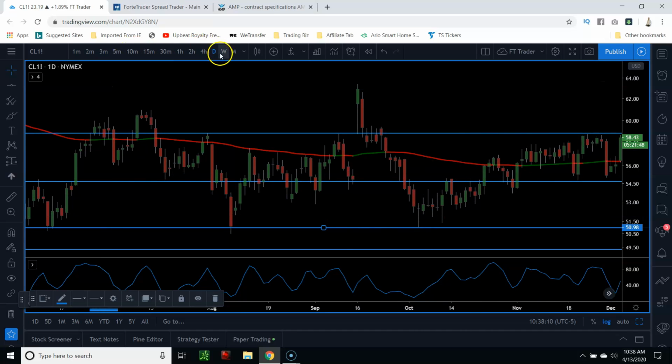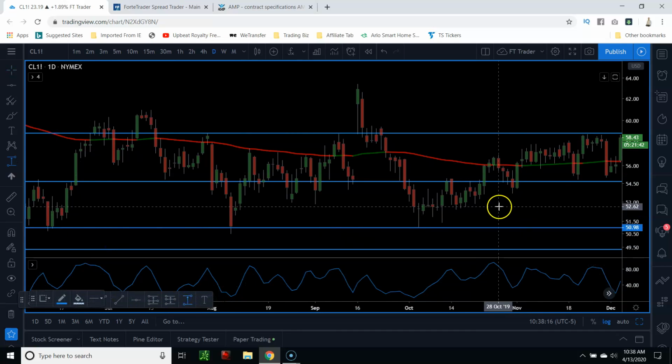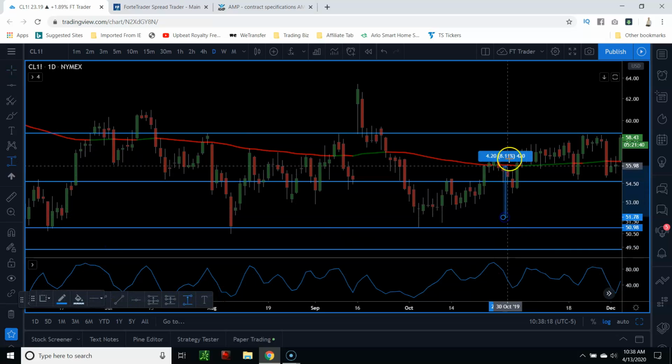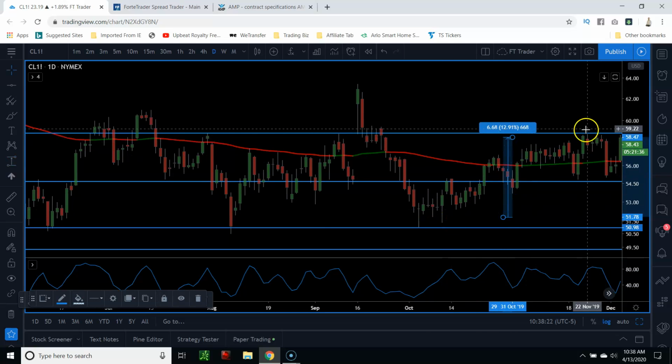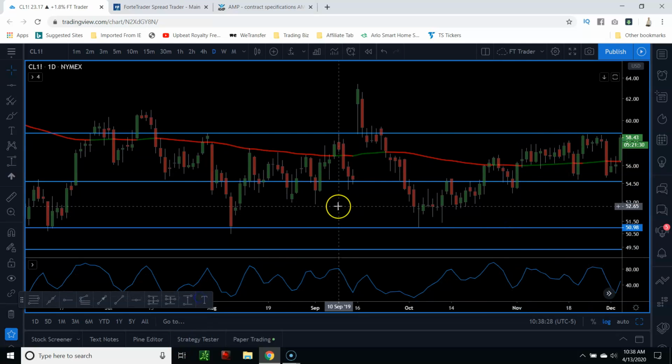Don't forget that you're on a daily time frame. In a daily time frame, guys, the range on this thing is not as bad as it looks. It's a $7 move over several weeks of time. So, a $7 move in crude oil is equivalent to about $7,000.